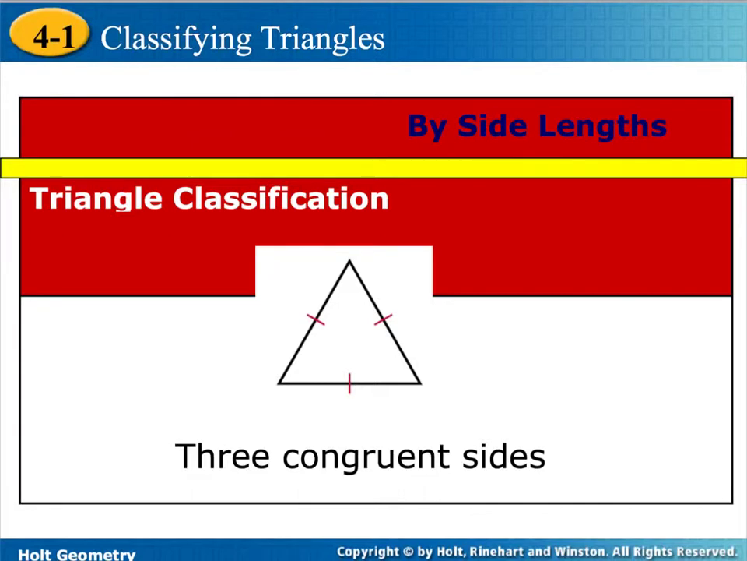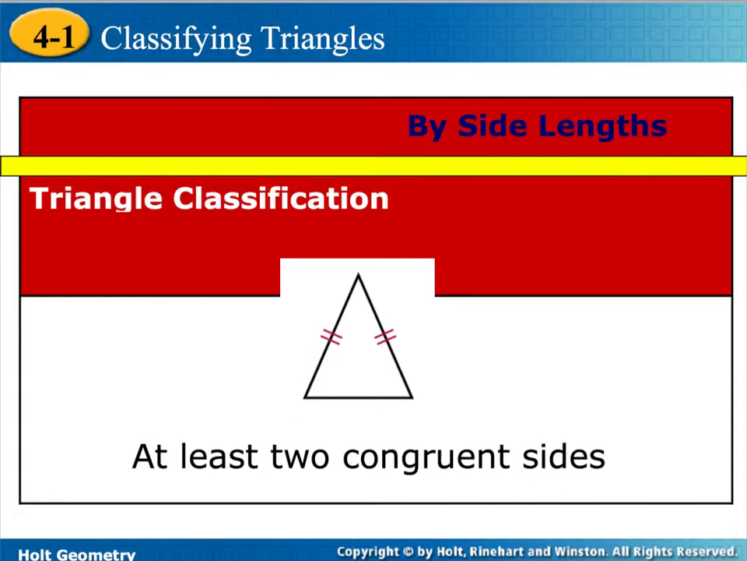Okay, now we're going to get into classifications by side lengths. This very first one, we talked about 3 congruent angles. This time we're going to be talking about 3 congruent sides, something I believe you have heard before. This is known as equilateral. Equilateral triangle. When it is equilateral, all the sides are the exact same measure. Exact same measure, equilateral.